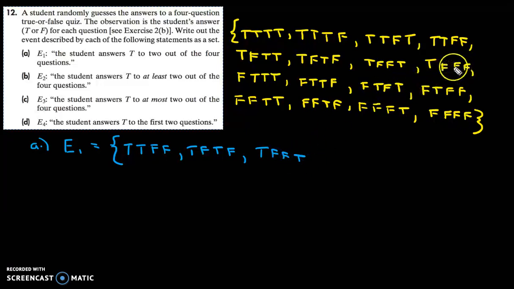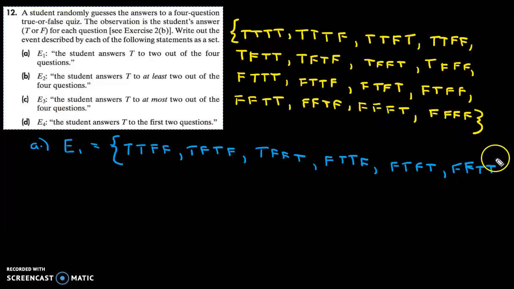This one is 1 out of 4 for true. This one's 3 out of 4. Here's another 2 out of 4 one, so false, true, true, false. And then here's one, false, true, false, true. This one's only got 1. This one's got 2, so false, false, true, true. And this one's only got 1. This one's only got 1, and that one has none. So there we wrote down all the times that there were 2 trues.